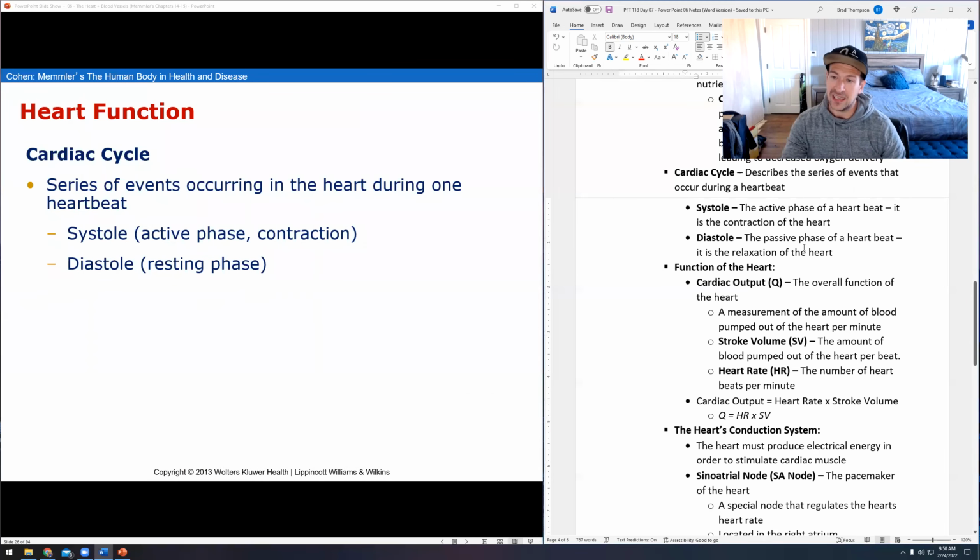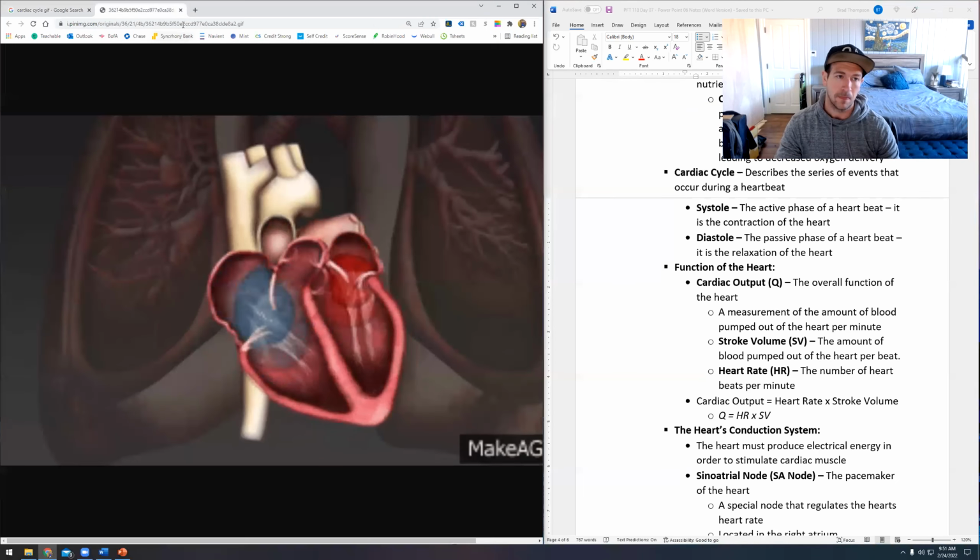So systole is the actual heartbeat that's pumping blood out of the body. That's your systolic blood pressure. It's very active. Systole is the contraction of the heart. Diastole is the passive relaxation of the heart. So when your heart squeezes, that is systole, and when it relaxes, that is diastole, okay? Systole is the top number when you are looking at your blood pressure.